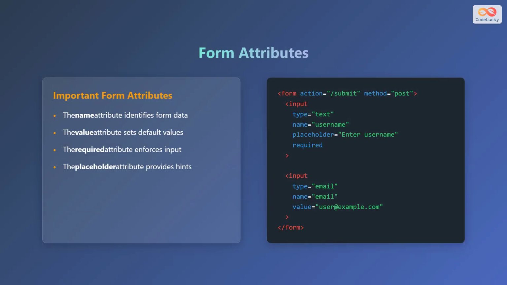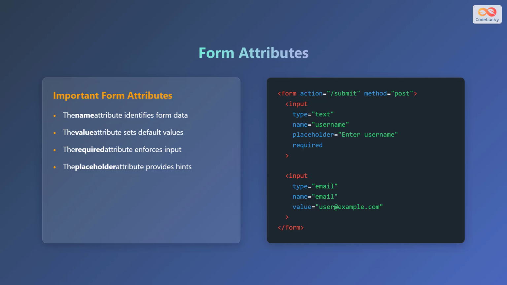Now let's focus on some important form attributes. The name attribute identifies form data. The value attribute sets default values. The required attribute enforces input. The placeholder attribute provides hints. Let's look at a code example.